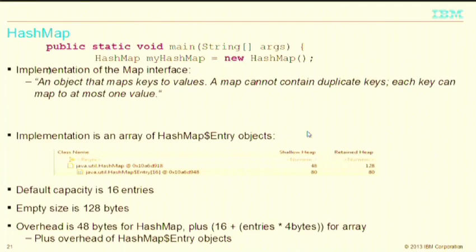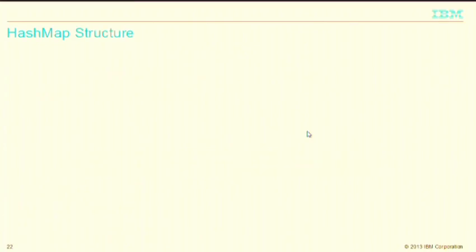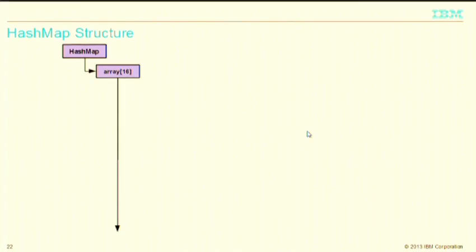So you've got a hash map with 16 entries in it by default when you create it. You can specify its size, but if you don't, it's 16, and it's going to use 128 bytes even before you store any data inside it. Each time you put data inside it, you have to create one of these hash map entry objects to store your key value pairs. So to begin with, we've got our hash map object, and we've got our 16-element array of hash map entry objects. So we've got our 2 objects.